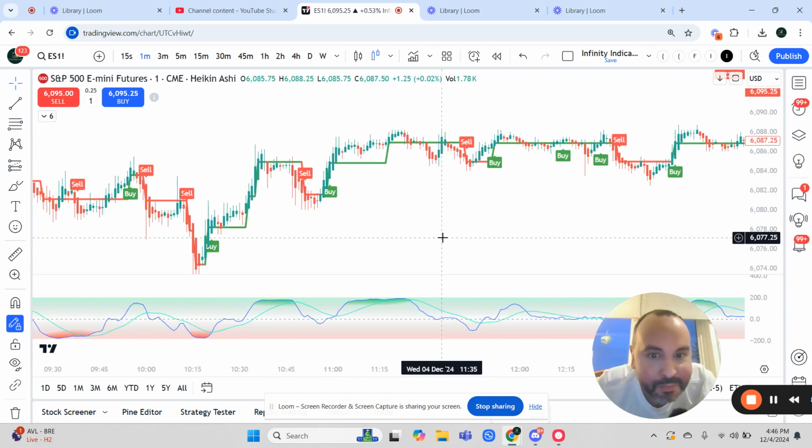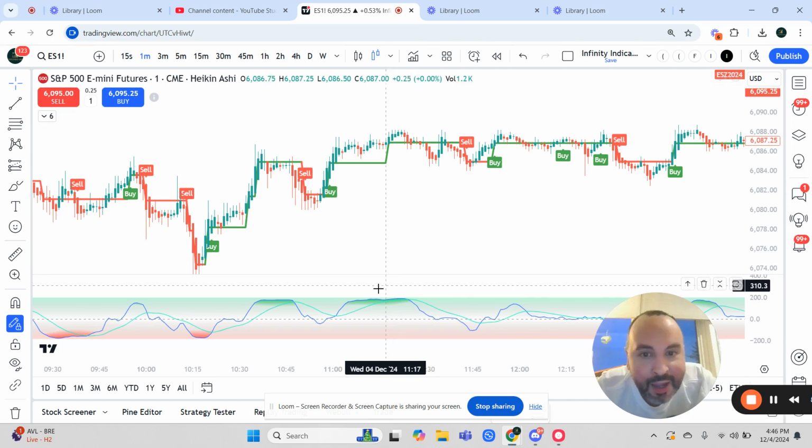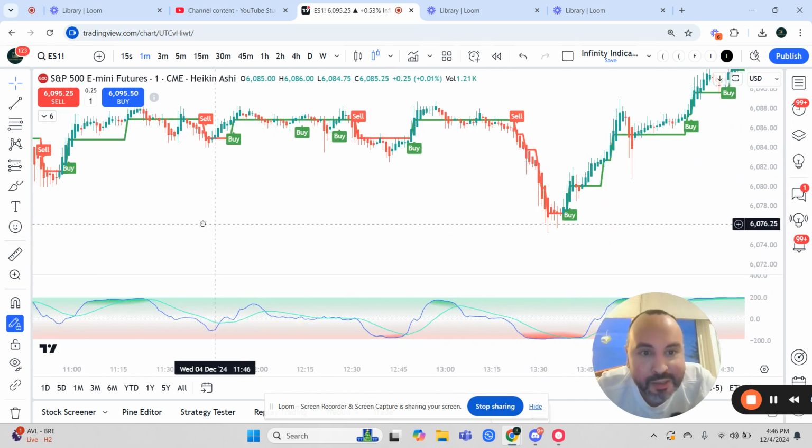Very easy to read, very simple to read. The one thing I do want to add, and you're going to be using that with the stock settings.